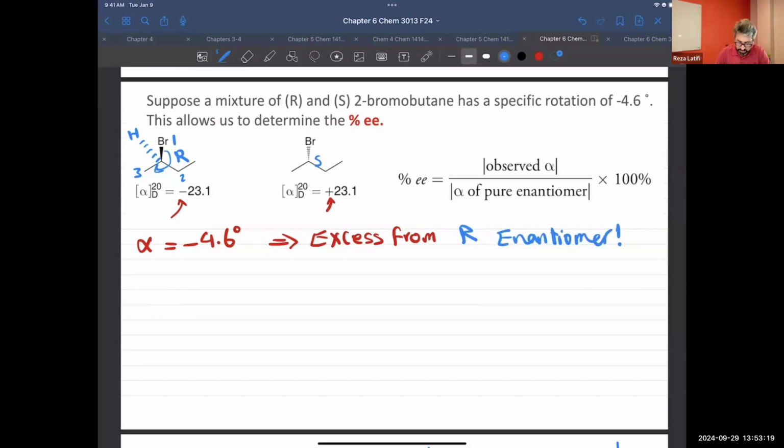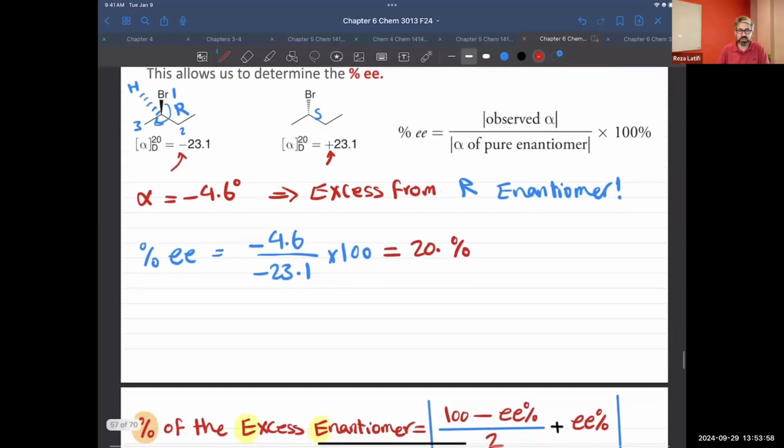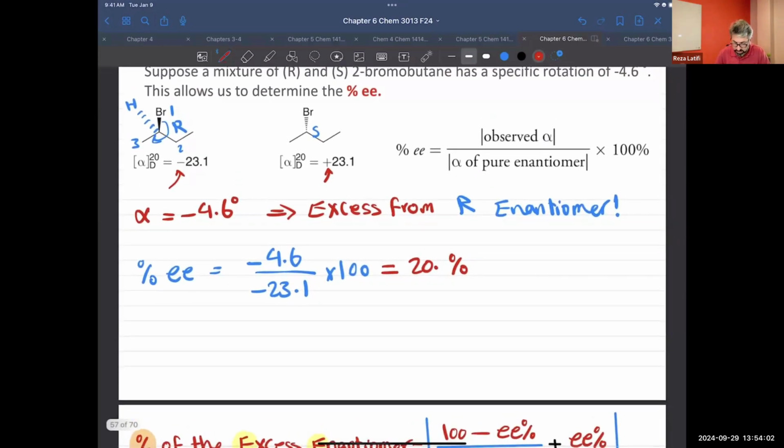We good? Okay, so let's calculate the percentage. The observed one, we got it minus 4.6 divided by minus 23.1, because the percentage I needed to be positive, so I divided by the negative number. Or you can use the absolute value for both of them. And then you multiply this one by 100. So 4.6 divided by 23.1. That's going to give you, if I stick with 2 sig fig, 20%. Okay, 20%, I got the enantiomeric excess. So that means we have 20% more from R.